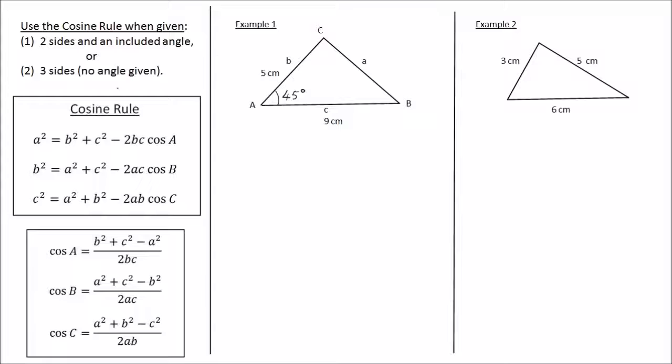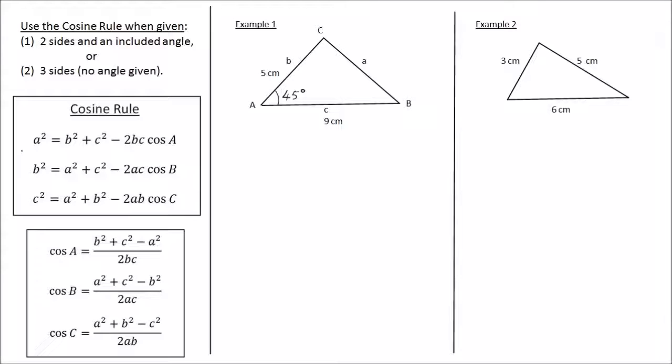This second set of formulas here are derived from these formulas, and they are to be applied when we are given three sides, that is, no angles are given, as shown in this second example. We know all the three sides of the triangle, but we do not know any of the angles. So to find any of these angles, we have to apply this second set of formulas.